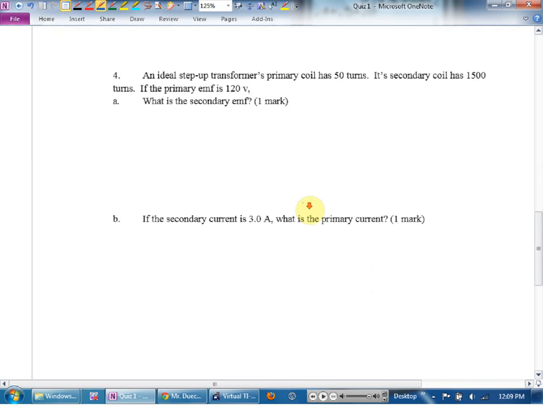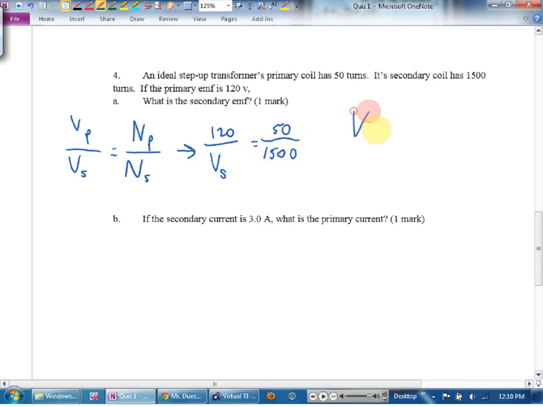An ideal step-up transformer, that means my secondary voltage is going to be bigger, has 50 turns. Secondary coil has 1,500 turns. Primary EMF is 120 volts. What's the secondary? Let's try this again. Voltage primary over secondary equals N primary over N secondary. The other way worked as well, but I was cross-multiplying already. I didn't need to. Primary voltage is 120. Secondary voltage is a mystery. Primary number of coils is 50. Secondary number of coils is 1,500. The secondary voltage is going to be 120 times 1,500 divided by 50.